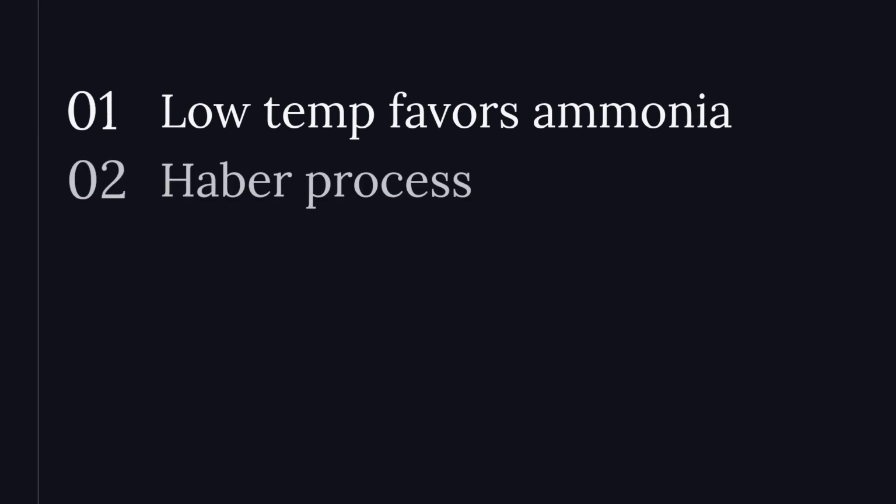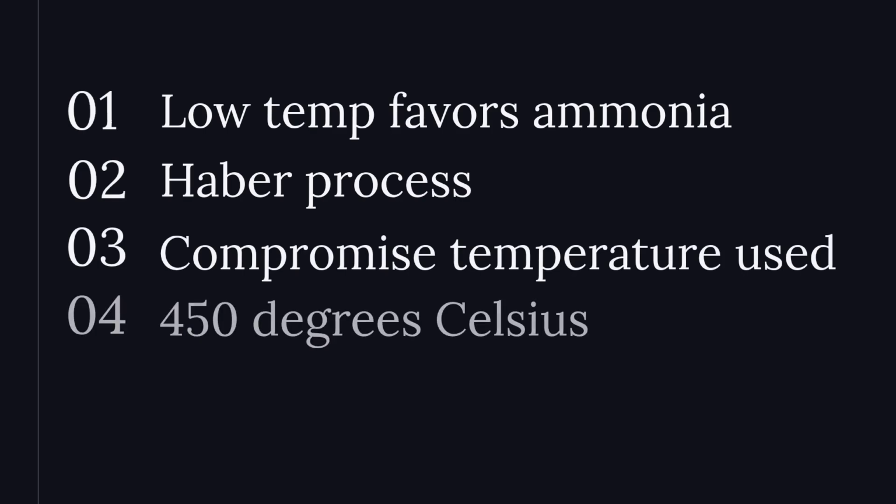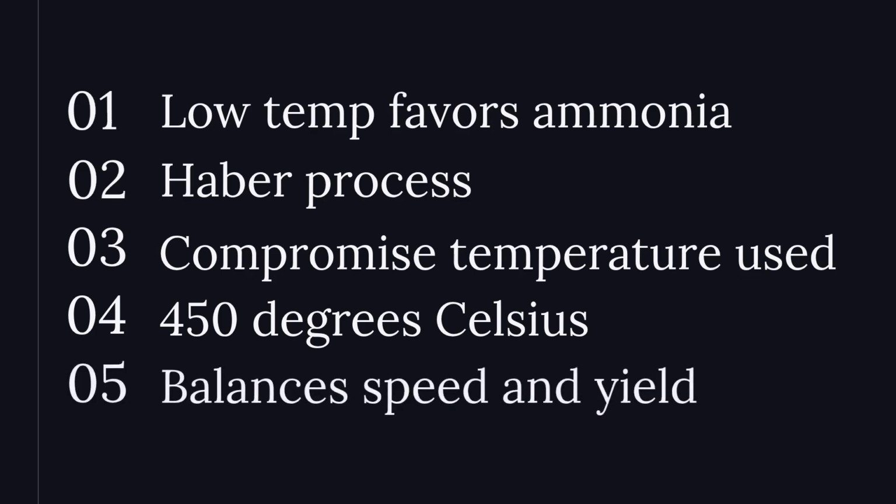Low temperature favors ammonia production in the Haber process. However, it slows the reaction rate significantly. A compromise temperature of about 450 degrees Celsius is used. This balances reaction speed and yield. It illustrates the practical application of equilibrium knowledge.